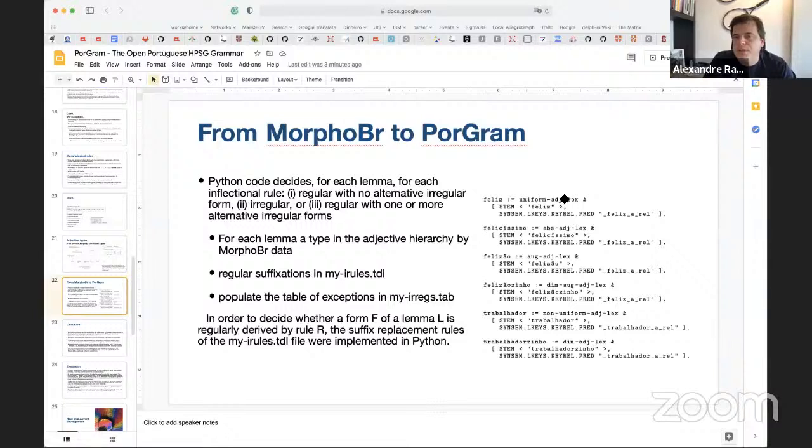So the way that we read this formalism is, okay, feliz is an entry of the lexicon that has this stem, feliz, the surface form, and this is a subtype of the uniform adjective lexicon with this extra information. So think of this E here as saying, add to this type this extra information. So together, these are a new thing that has all the concepts, all the properties associated to that, with those extra properties.